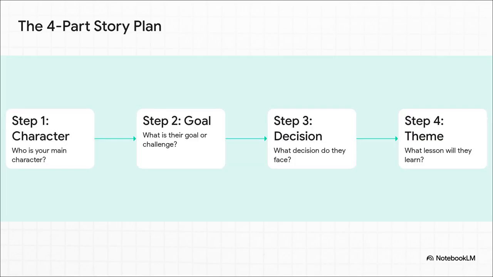So here's the plan in action. It's so simple. Step 1, who's your character? Step 2, what do they want or what's in their way? Step 3, what big choice do they have to make? But then look at step 4. The final, most important question is, what lesson will they learn? That theme you picked, that becomes the anchor for the whole thing.